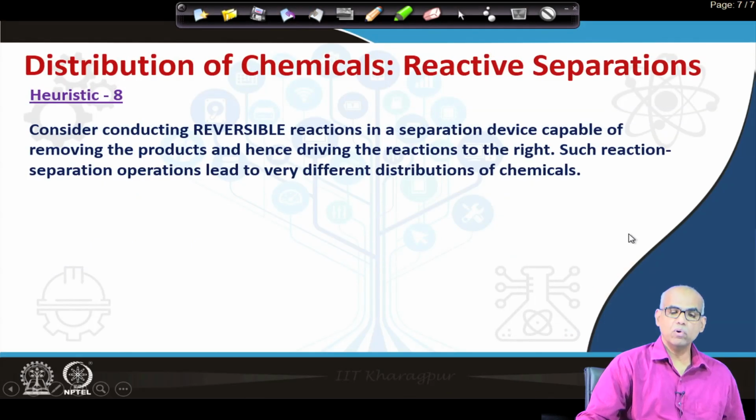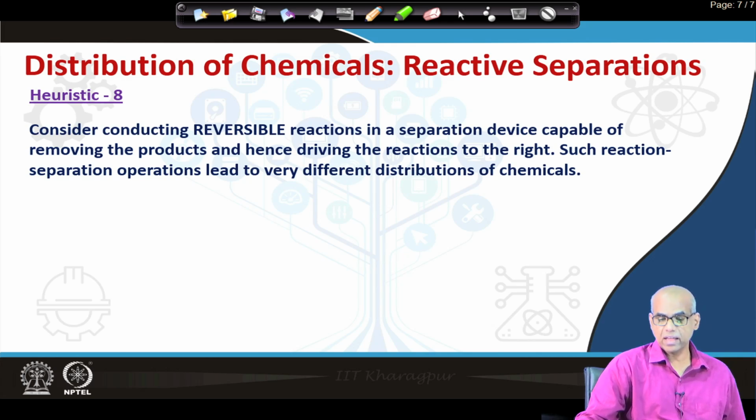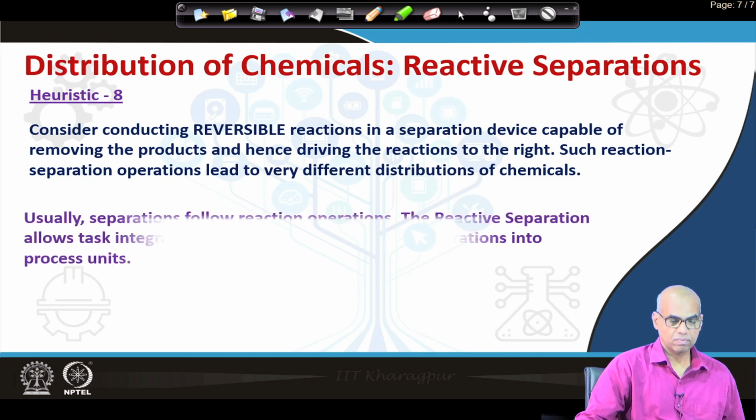Heuristic 8 is about reactive separations. So, you ask the question, can we perform both reactions and separations in the same process unit? Heuristic 8 says, consider conducting reversible reactions in a separation device capable of removing the products and hence driving the reactions to the right. Such reaction separation operations lead to very different distributions of chemicals.